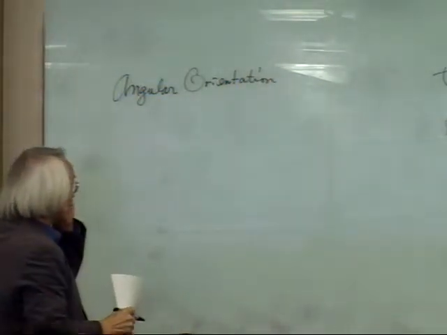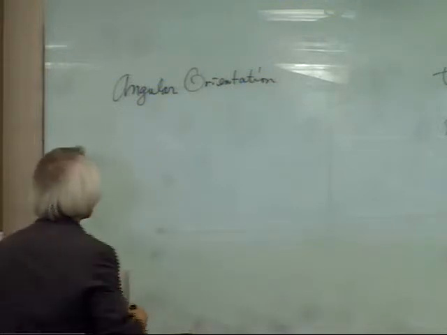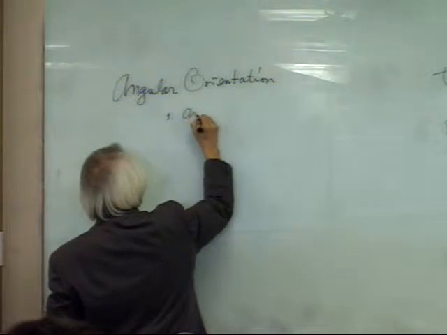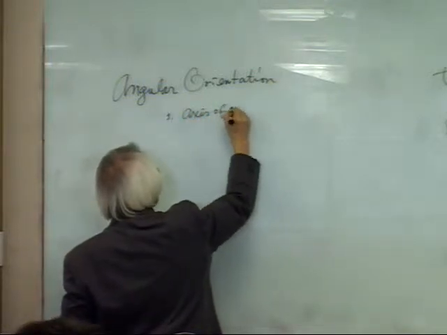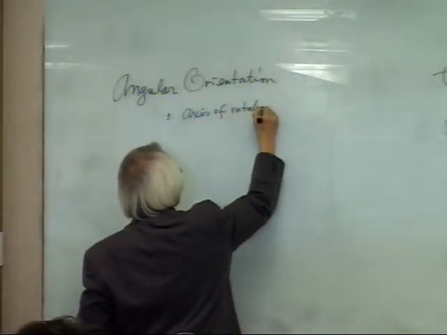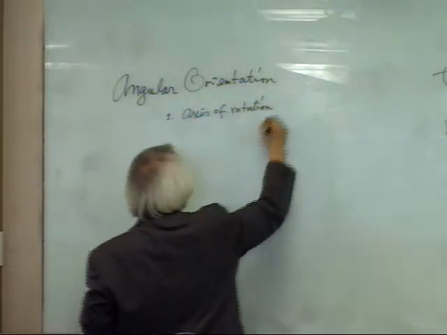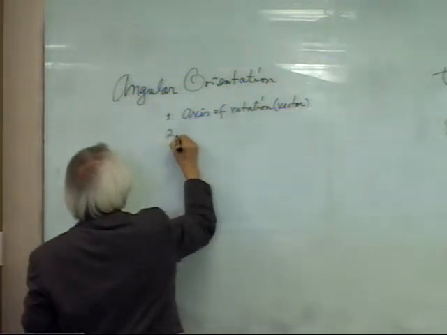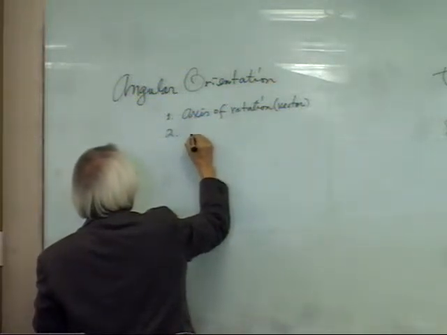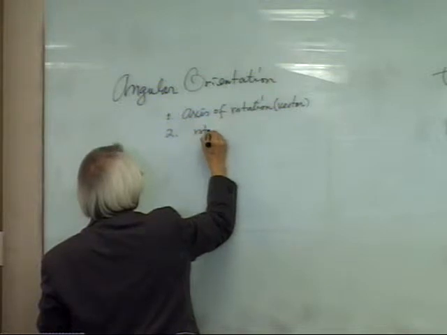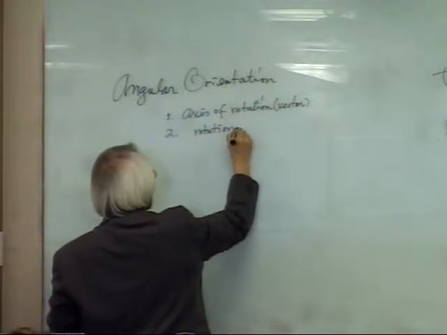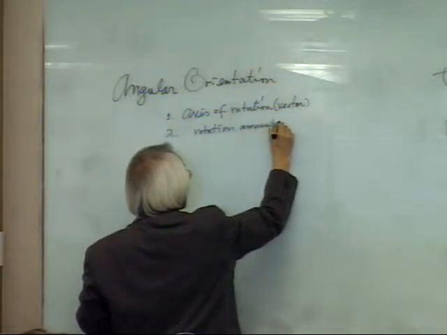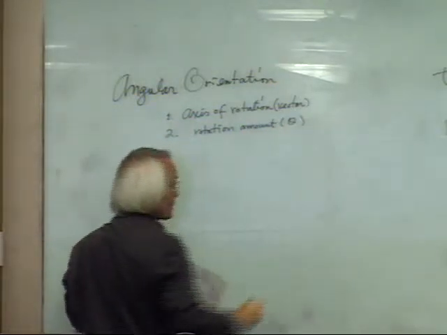So, angular orientation needs two things. One, axis of rotation. That's a vector. Two, rotational amount. Usually some kind of angle. Okay?